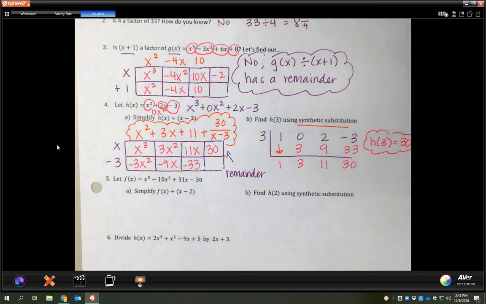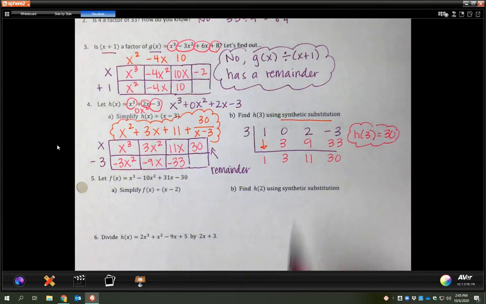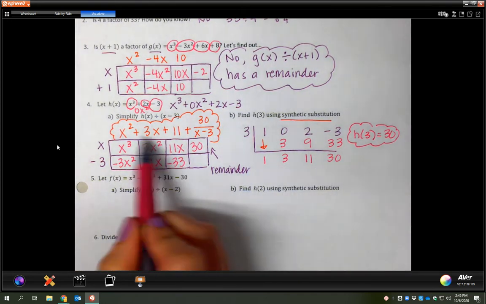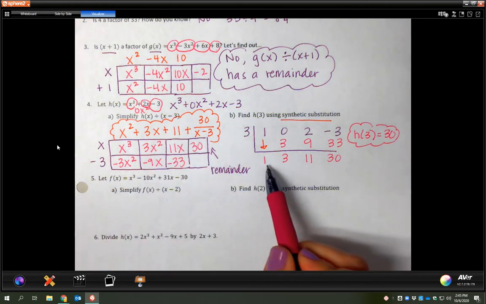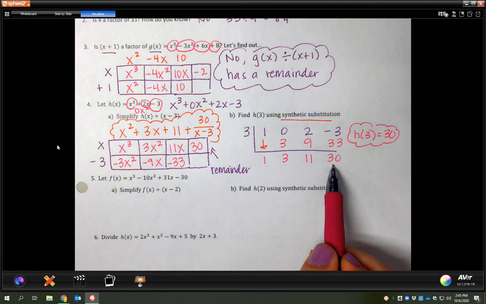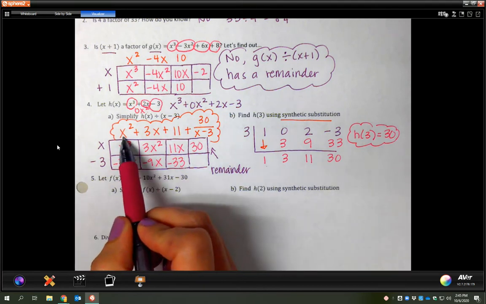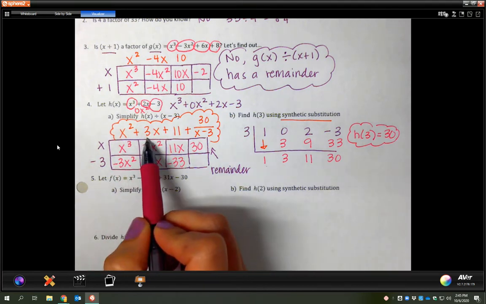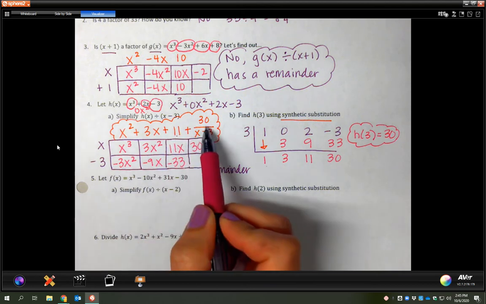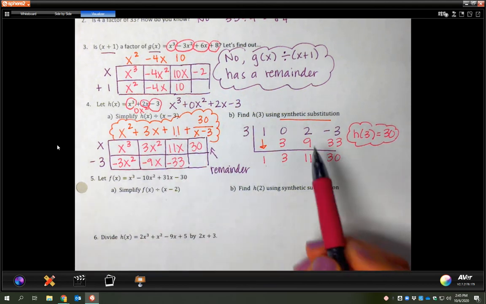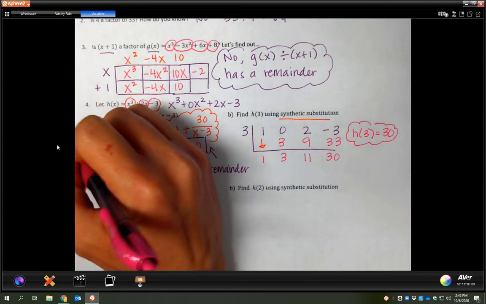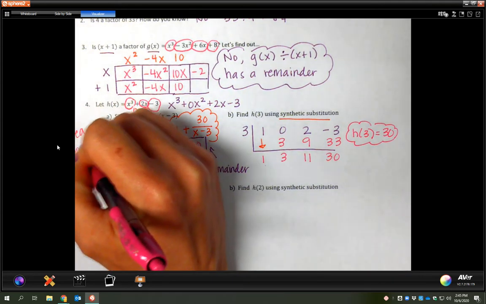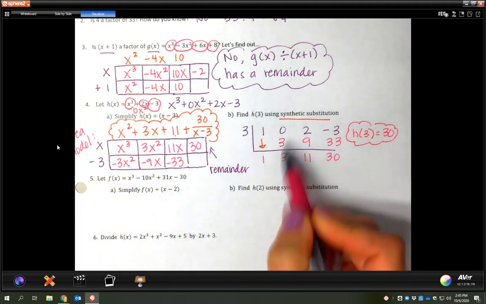The reason you're doing this is there's a relationship between these numbers and what we just did over here when we divided by x minus 3. If you see these numbers, 1, 3, 11, 30, those were the same numbers that were here. 1x squared, 3x, 11, and 30 for the remainder. So this is actually another way we could have divided instead of using the area model over here. We could use synthetic substitution.